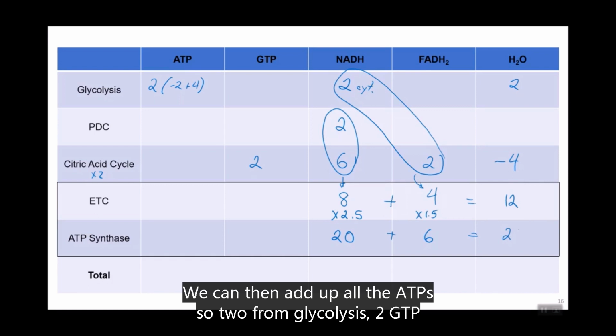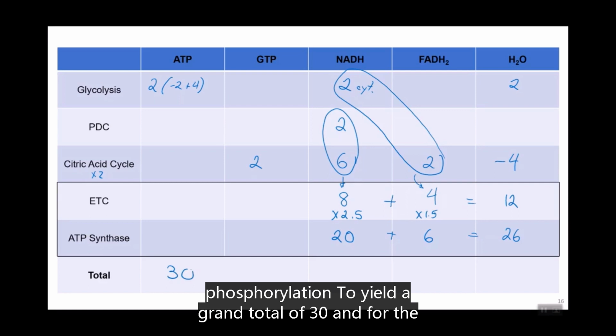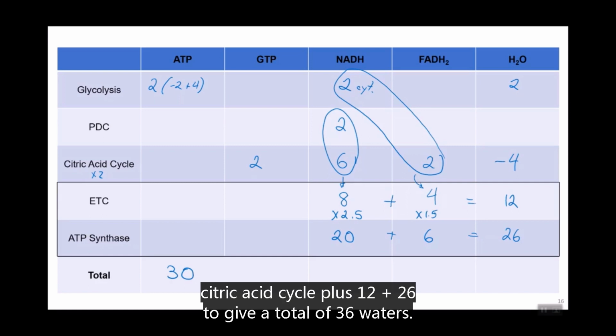We can then add up all the ATPs, so 2 from glycolysis, 2 GTP equivalents, and then the 26 that were made in oxidative phosphorylation to yield a grand total of 30. And for the waters, it would be 2 from glycolysis, minus 4 in the citric acid cycle, plus 12, plus 26 to give a total of 36 waters.